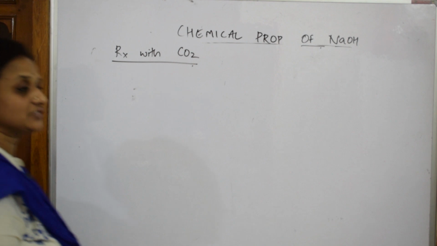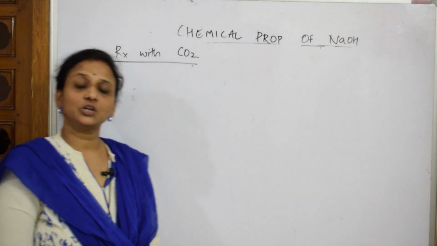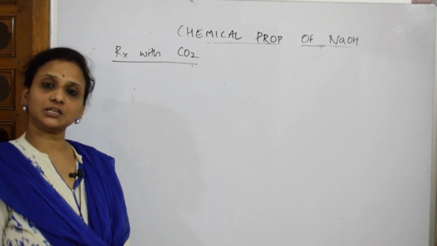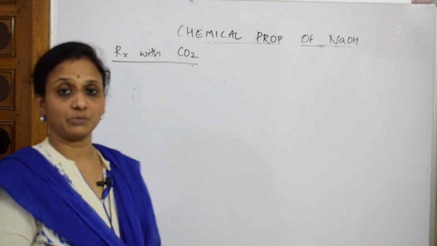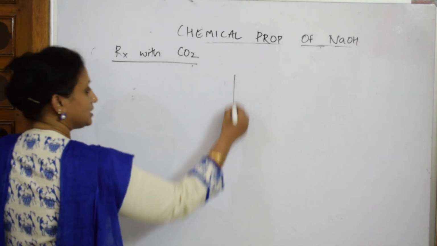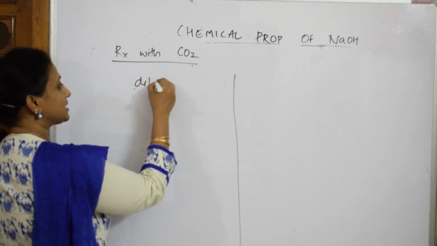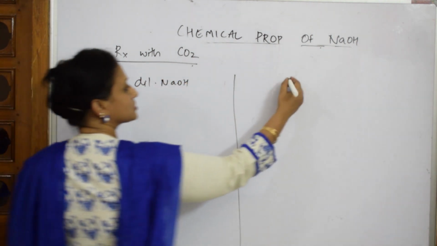Right, now let's see this reaction, that is, reaction with carbon dioxide. Now what should you remember in this? Whenever carbon dioxide is reacting with caustic soda, there are two important conditions which you should remember. What is that? It can be a dilute sodium hydroxide reaction and a concentrated sodium hydroxide reaction.